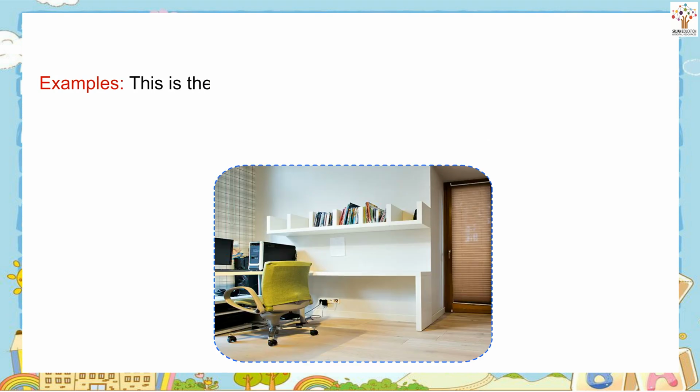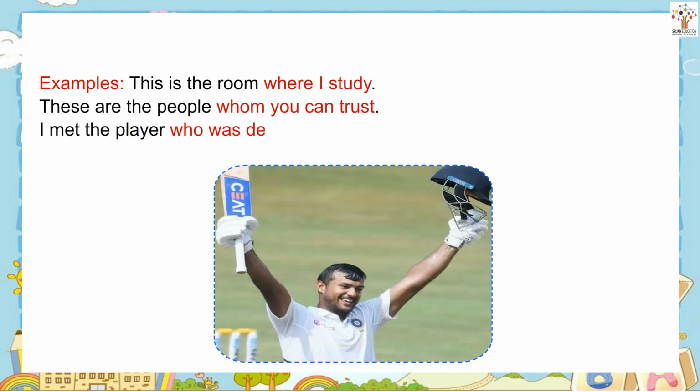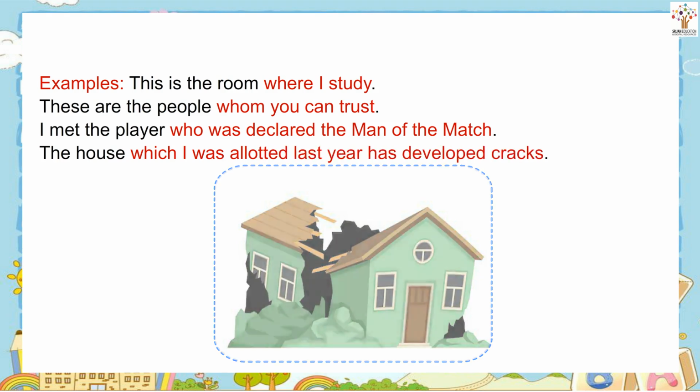Example: This is the room where I study. These are the people whom you can trust. I met the player who was declared the man of the match. The house, which I was allotted last year, has developed cracks. The clauses in bold letters are relative clauses.